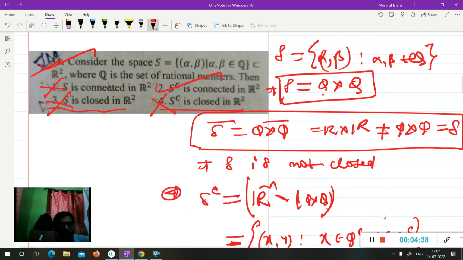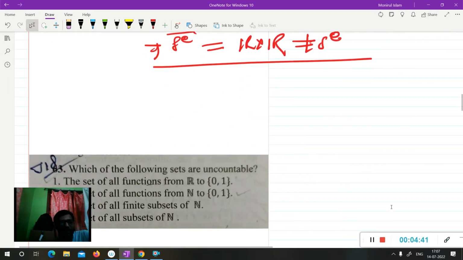So the third will be option 2, but you have to verify it. We all know this result.